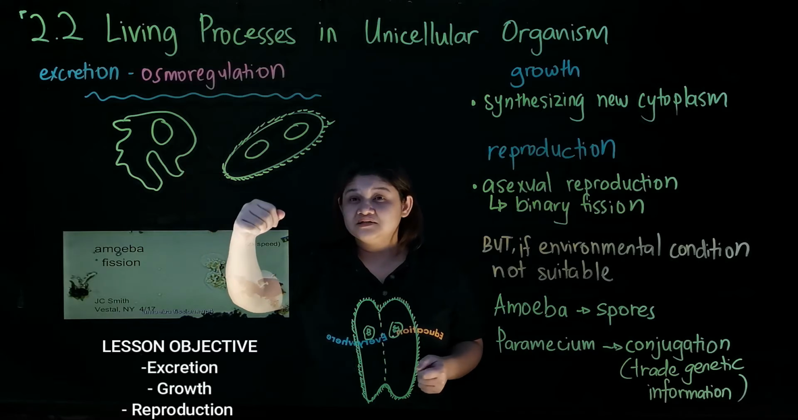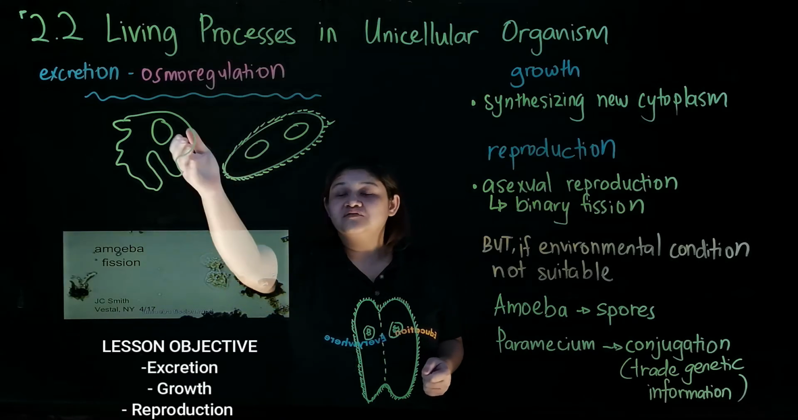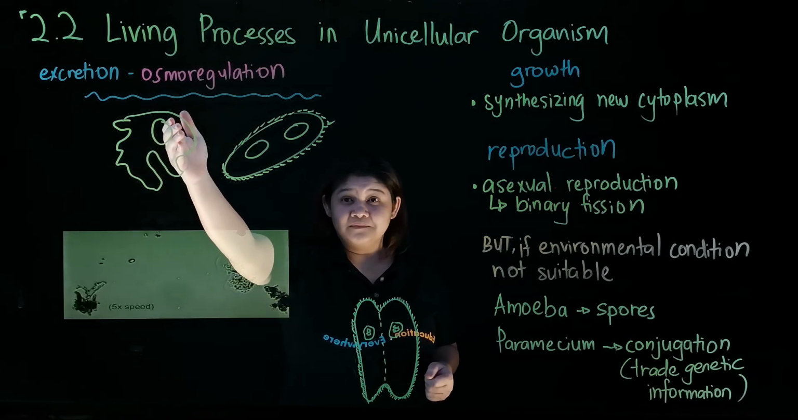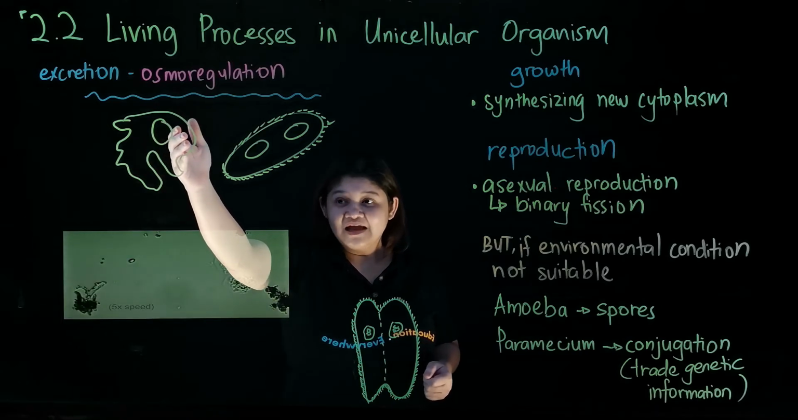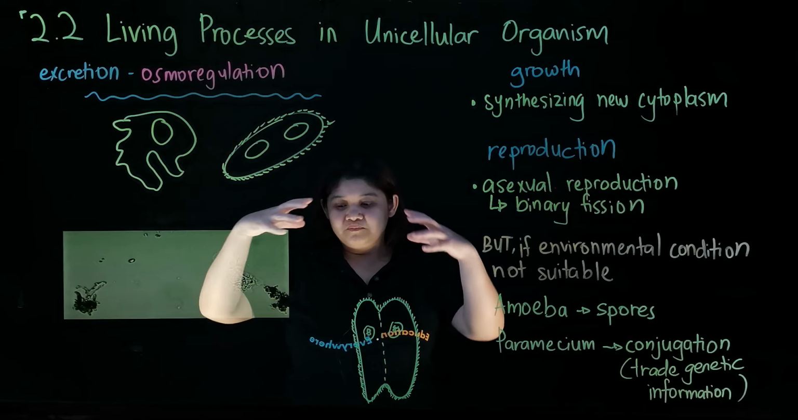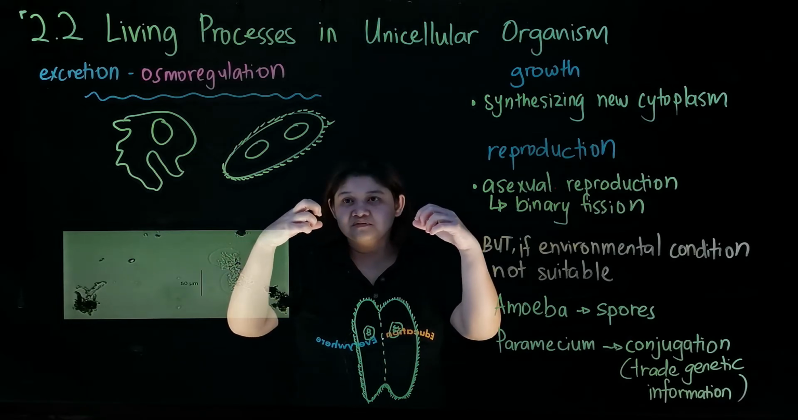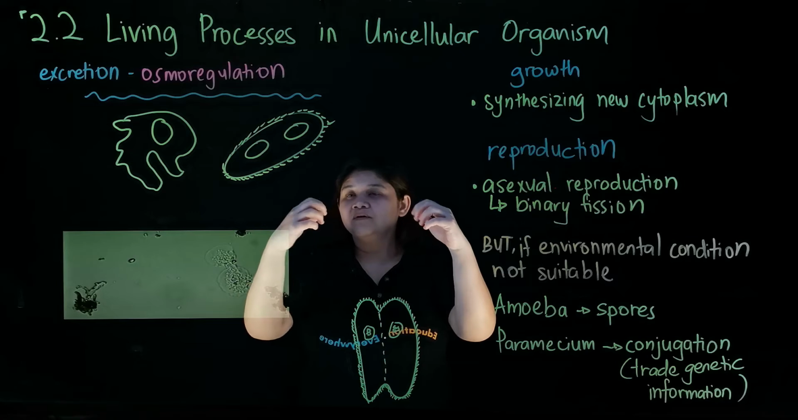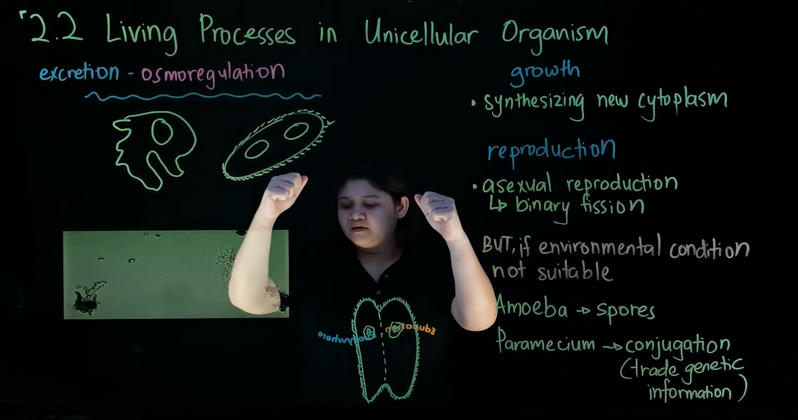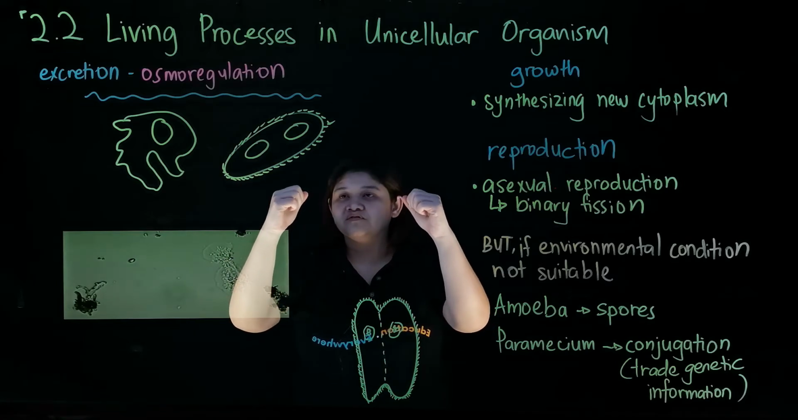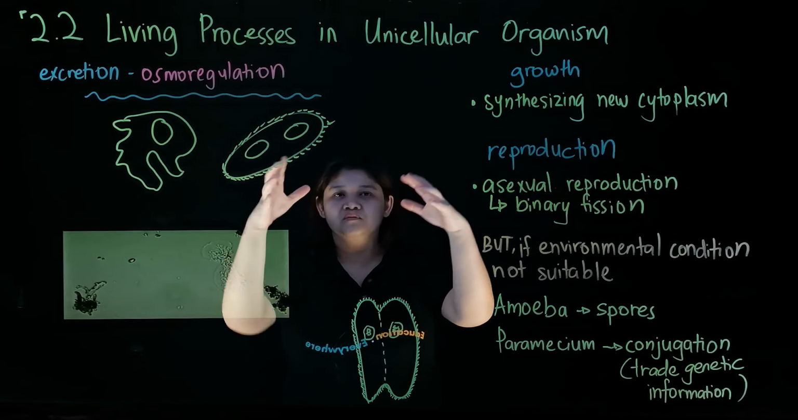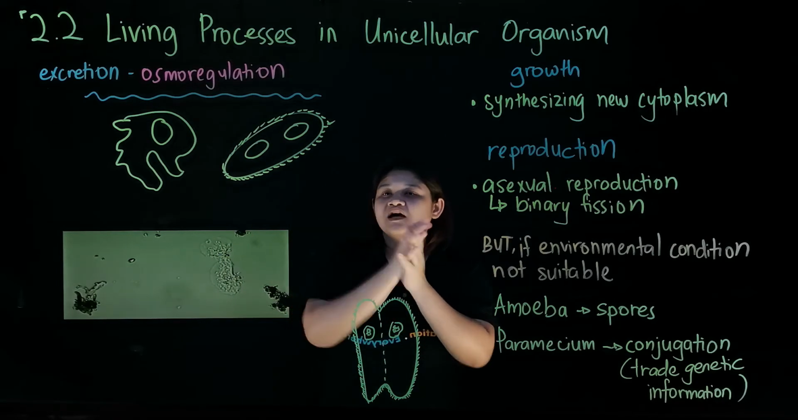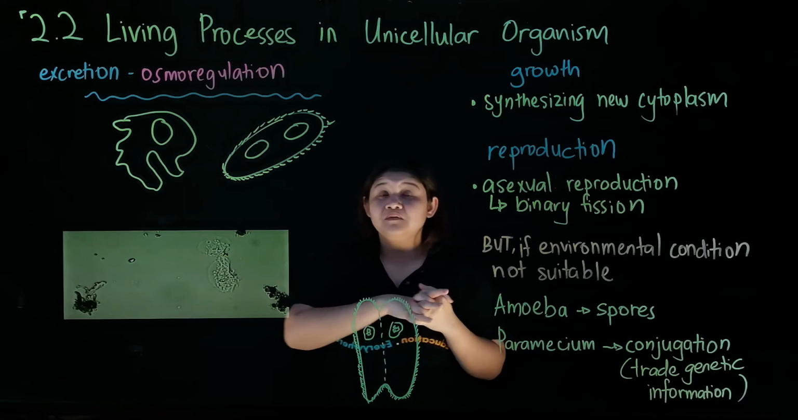So what it does is it uses the function of the vacuole. Water will come in through the process of osmosis and make the vacuole bigger and bigger, and when the time comes, it will excrete carbon dioxide and ammonia by the process of osmoregulation. The vacuole will excrete the water out. So that is how they excrete waste from their body.